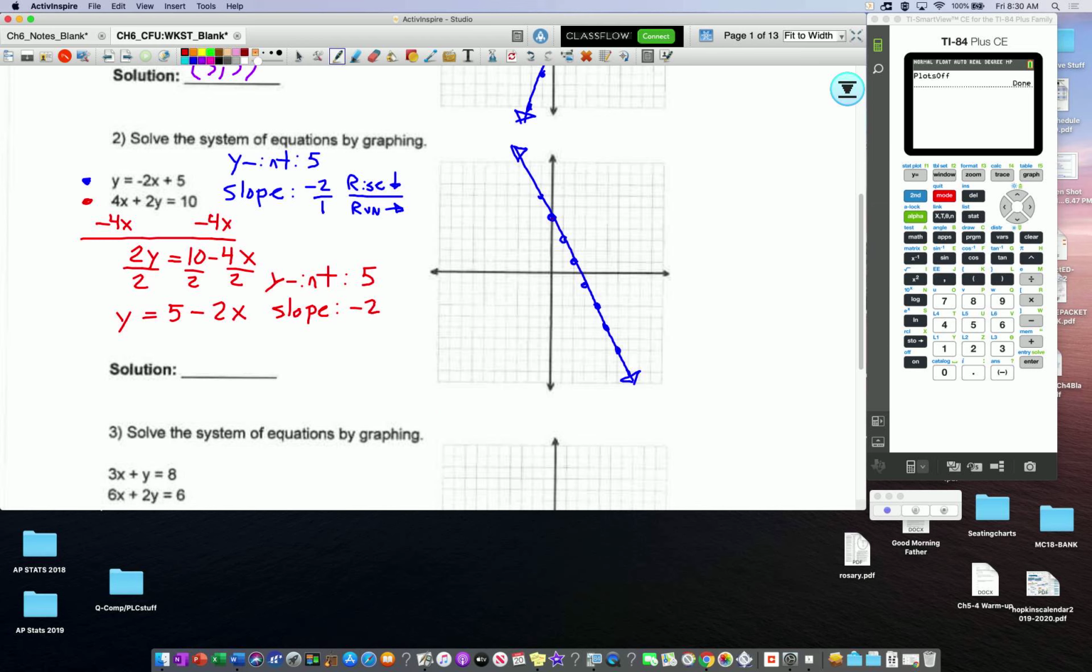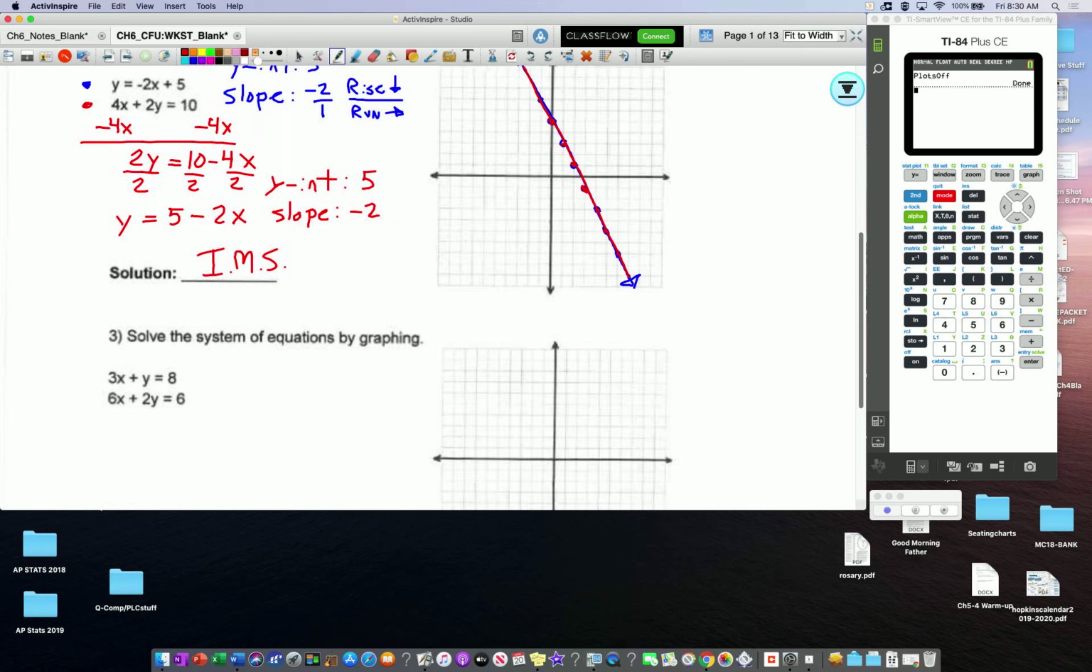Look at this, I'm getting the same line each and every time, right on top of each other. That means infinitely many solutions. One way I check that is: is my y-intercept the same and my slope the same? If they're both the same, that's the giveaway that it's infinitely many solutions.